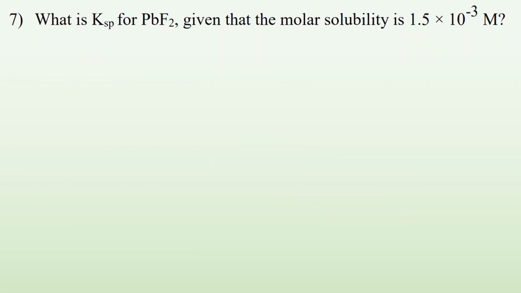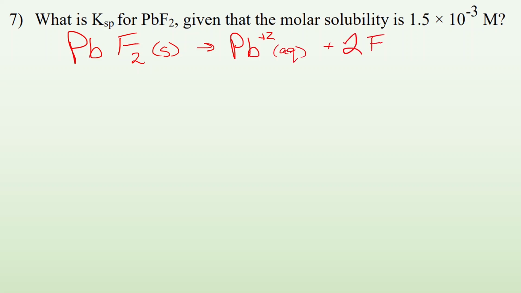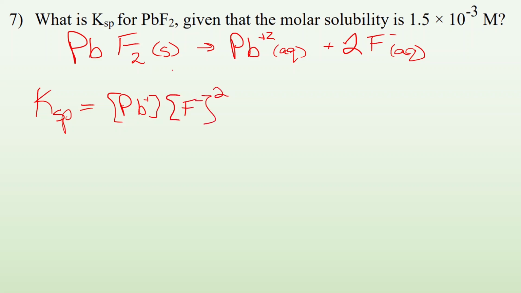Number 7. What is the Ksp for PbF2 if the molar solubility is 1.5 times 10 to the minus 3 molar? So I'm going to start with what's happening. I start with PbF2 in the solid state, and it dissolves. So I'm going to get a Pb2+ ion in solution and 2 fluoride ions in solution. So my Ksp expression is going to be, products, I have lead ion, Pb2+ to the 1 power, times the concentration of the fluoride ion, and it's going to get squared. And then the reactants are solid, so they're not involved.